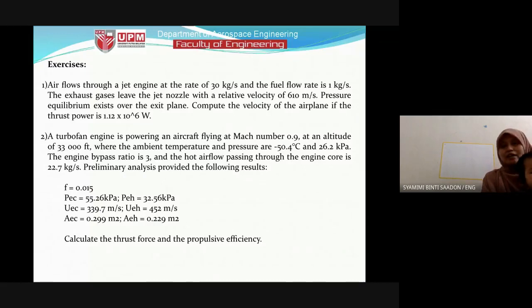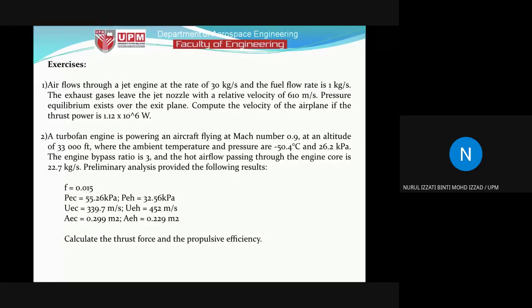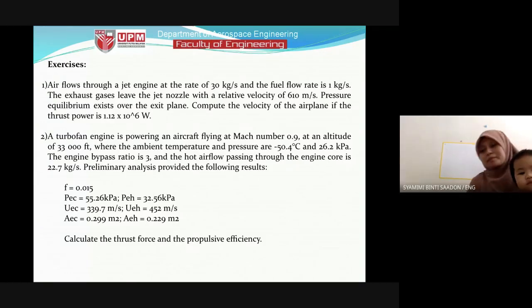So what did you guys get for U, flight speed? 262.432? Okay, acceptable. The one that I have is 269, but it's okay. 262, I think because of the gamma. So 269 or 262, and then proceed for thrust. Some of you already got the thrust force just now.